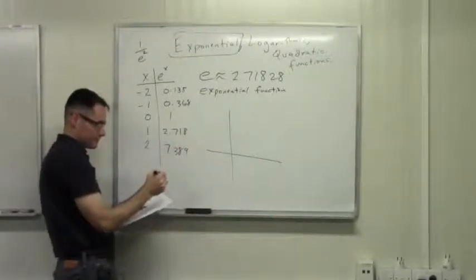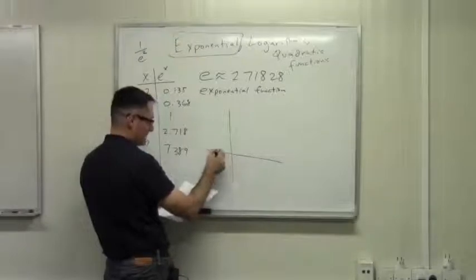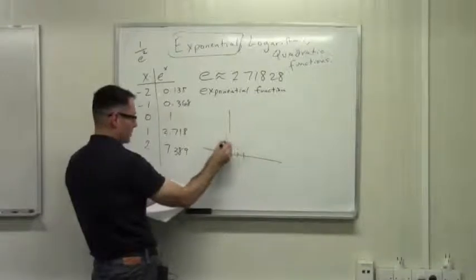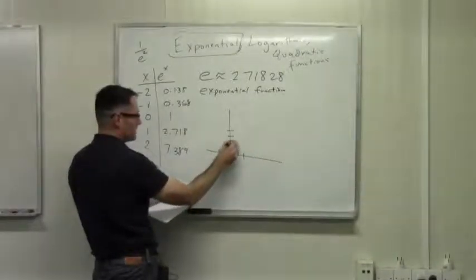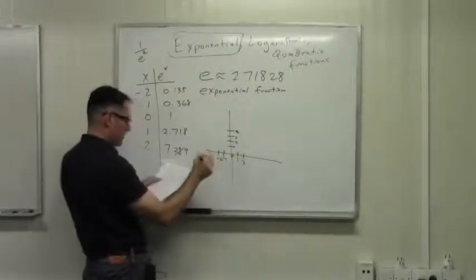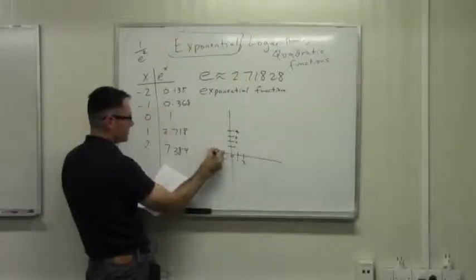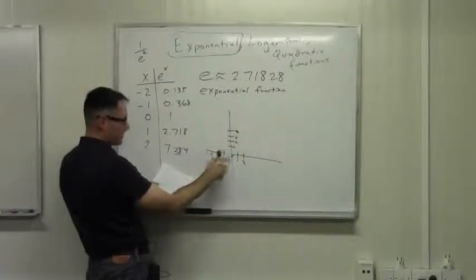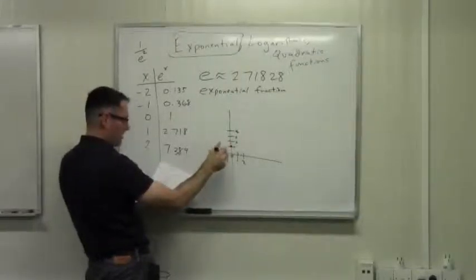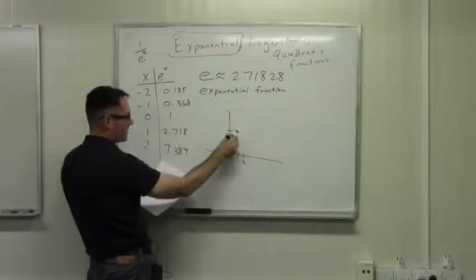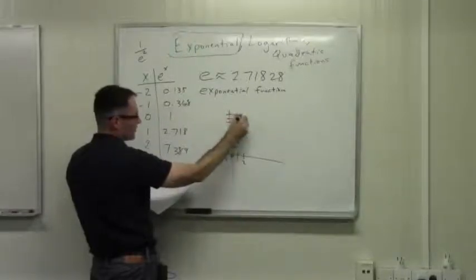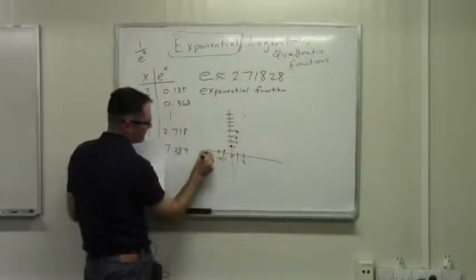And if you did 2, it's going to be 7.389. If you're to graph this, we get the same thing as before. Looks the same anyway. At -2, it's 0.1, so it's there. At -1, it is 0.3, so it's a little higher. At 0, it's 1, of course, as they all are. At 1, it's 2.7, about here. And then at 2, it's 7.8, so about here. And then let's see if I can get this one.